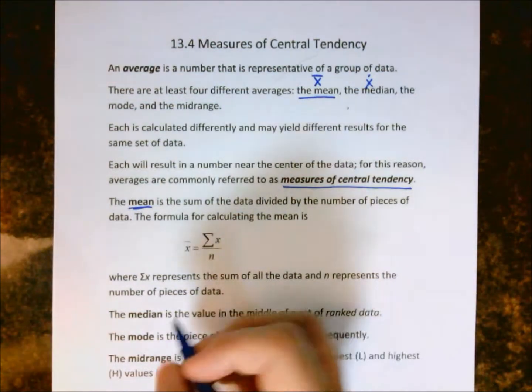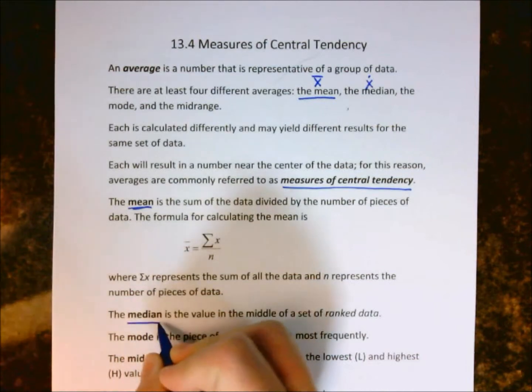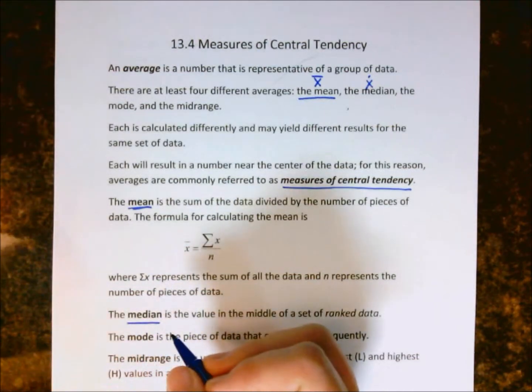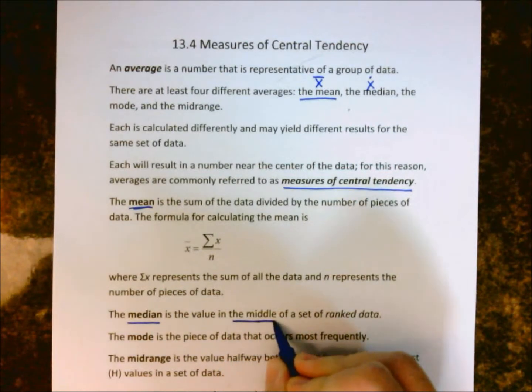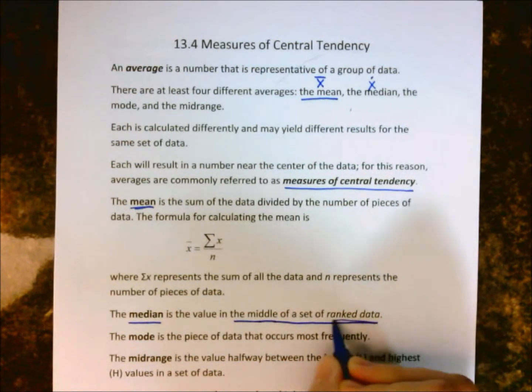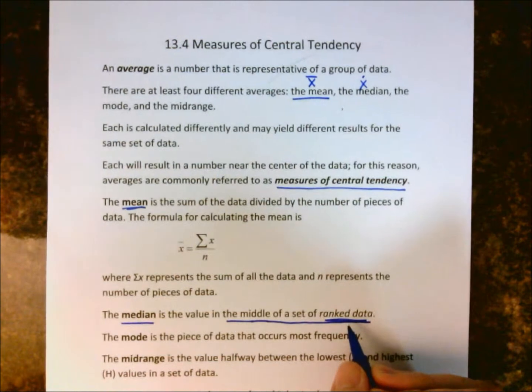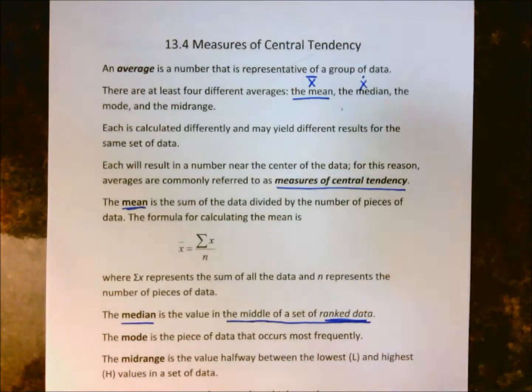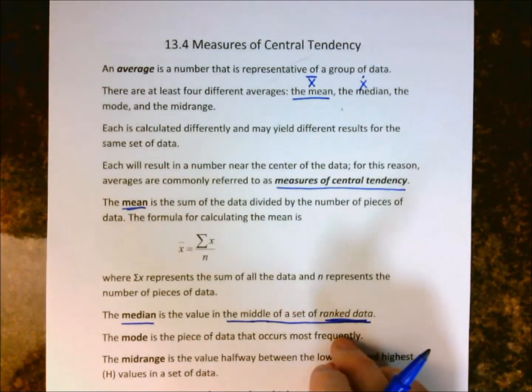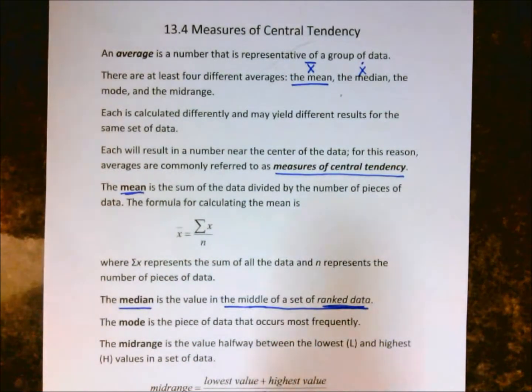The median is the value in the middle of the set of ranked data. Ranked data means that you have to have your numbers ordered from lowest to highest or highest to lowest. They have to be in increasing or decreasing order ranked.